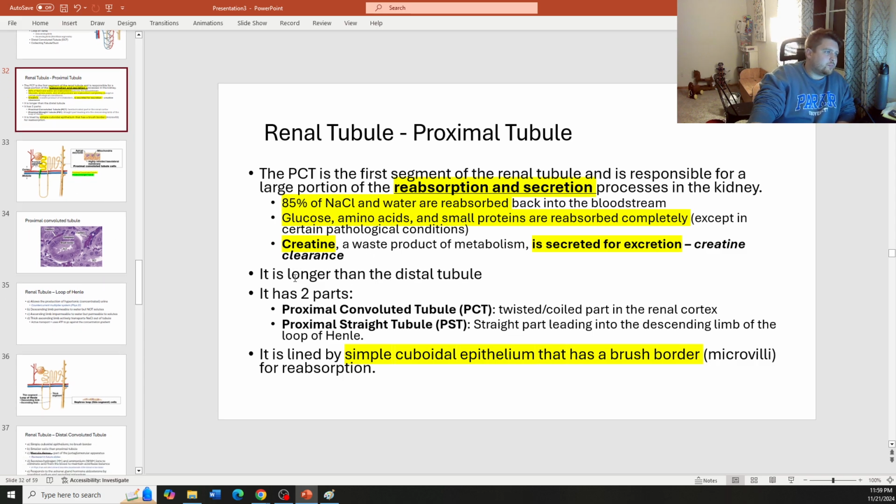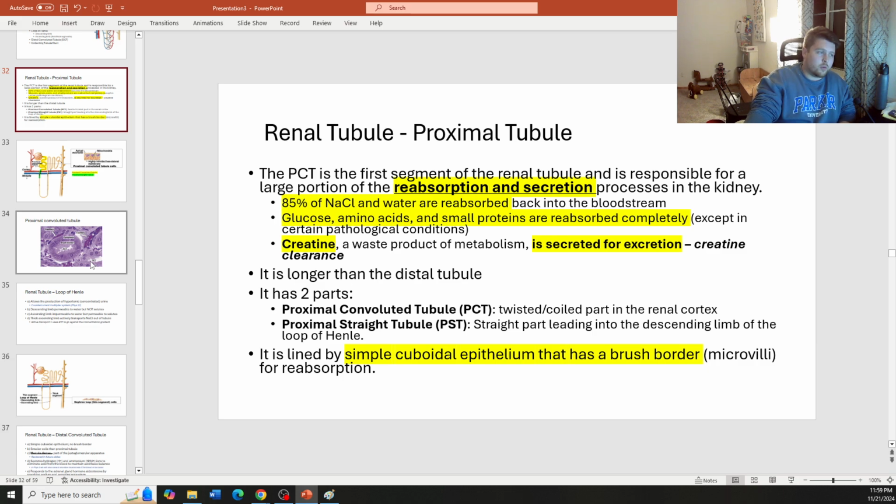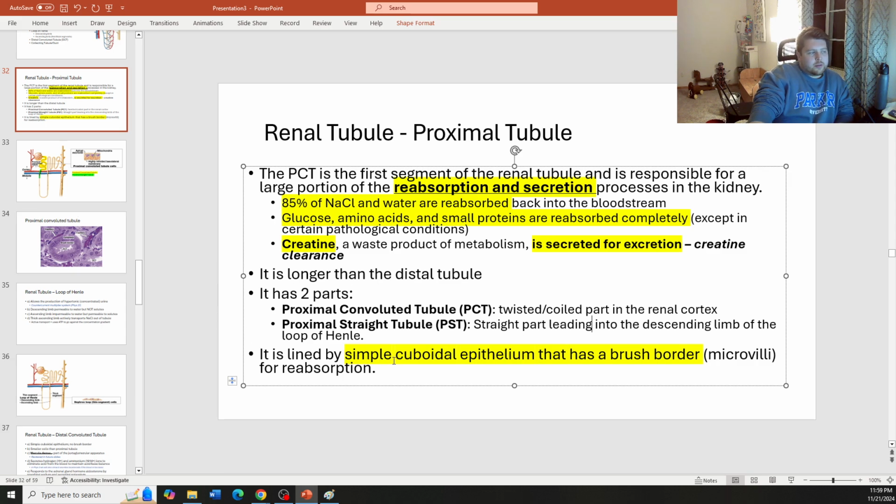Okay, the proximal tubule is slightly longer than the distal tubule, which means it has more surface area for more absorption, and it has 2 parts. It has a convoluted or twisted part, and then it has the straight part, which goes into the loop of Henle, which we'll look at next. And of course, we want to know the epithelium of it. So it is a simple cuboid epithelium that has a brush border.